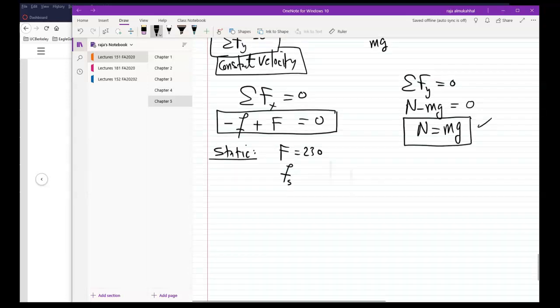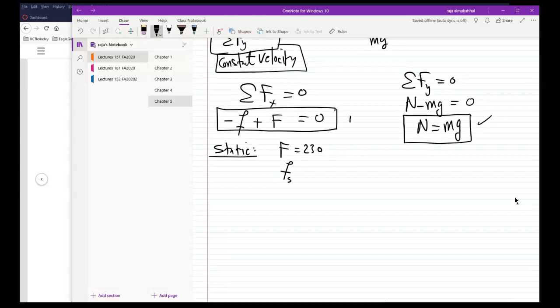So this equation right here, guys, we're going to use this equation, number one, to apply for the static situation. It's going to be minus F sub s plus big F, let's call it F sub s, how about that, equals 0, and that makes it minus mu s normal plus 230 equals 0. You follow me? You can pause the video and think about it.